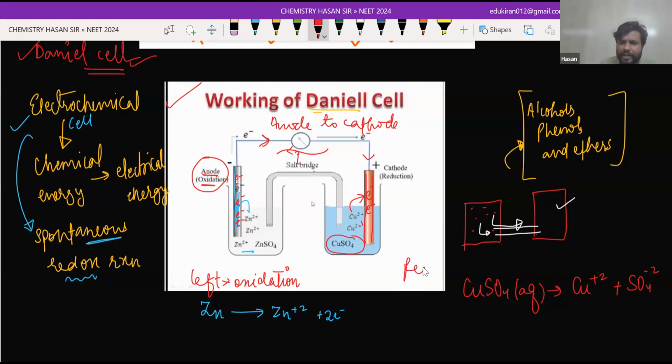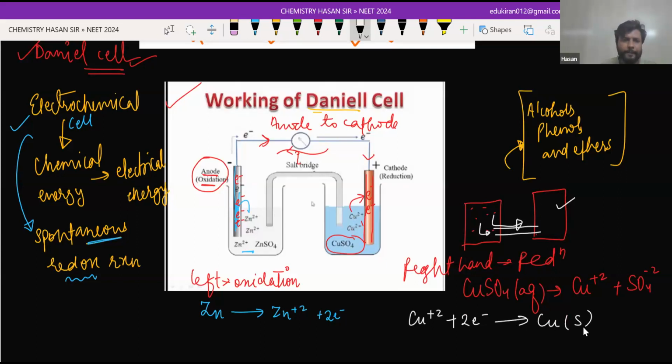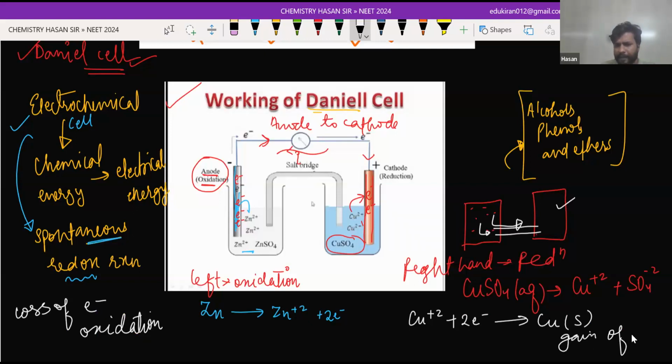So on the right hand side, reduction takes place. Cu plus 2 gains electrons and converts itself into solid Cu. You know that loss of electrons is oxidation and gain of electrons is reduction. Gain of electrons is reduction. Now there is a very simple question.